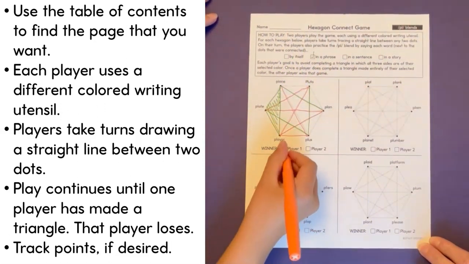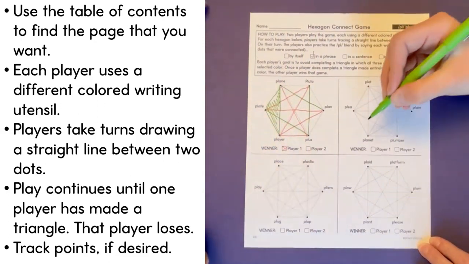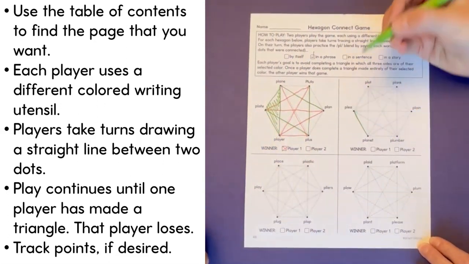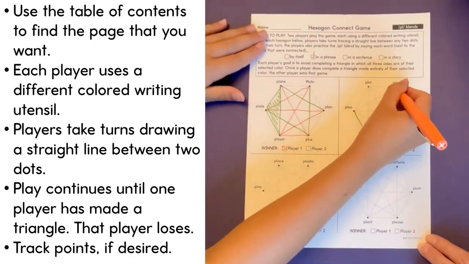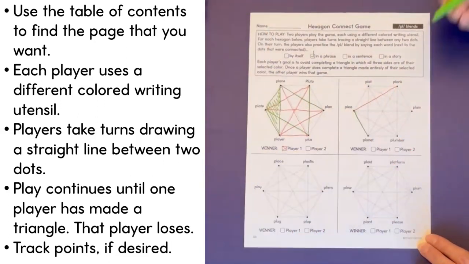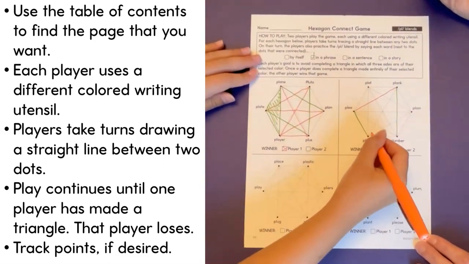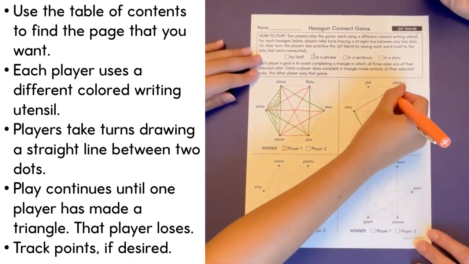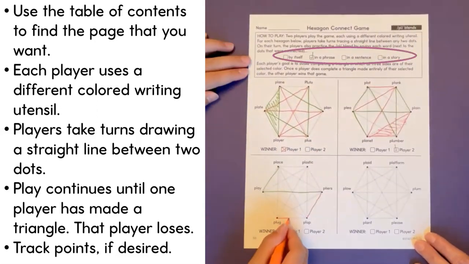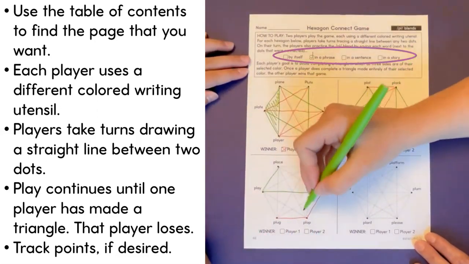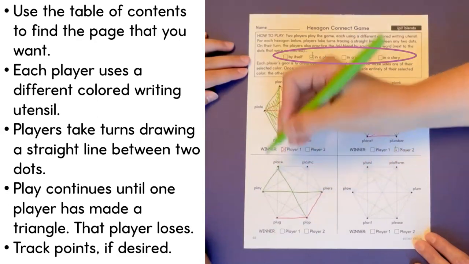color, and the 3 points of the triangle must be dots. So the triangle cannot be made from intersecting lines within the hexagon, only between 3 dots. So the first player to make a triangle of their selected color actually loses the game, and the other player wins the game. The results of each game can be tracked below each hexagon game.